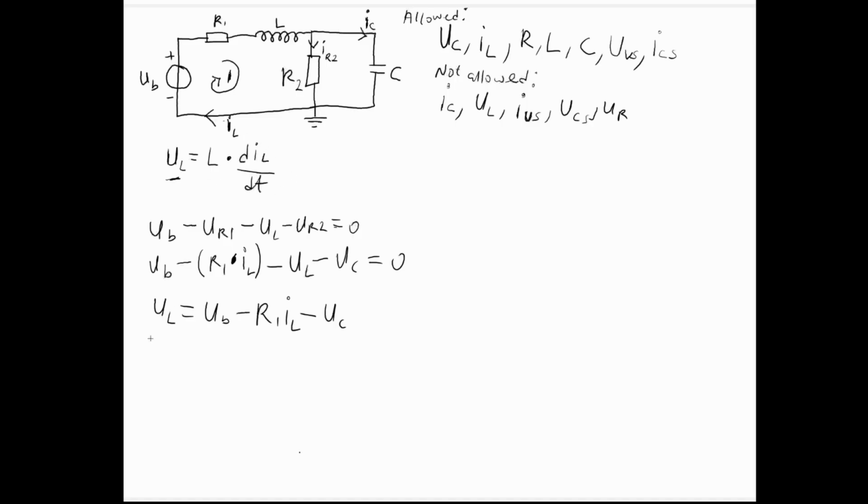And that becomes L dot, dIL/dt, right, is equal to UB minus the voltage across the capacitor. This is the first differential equation we are looking for, right?